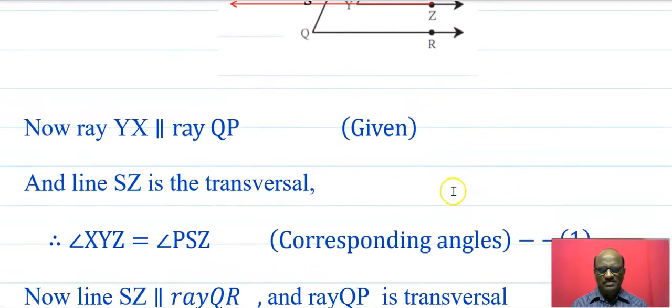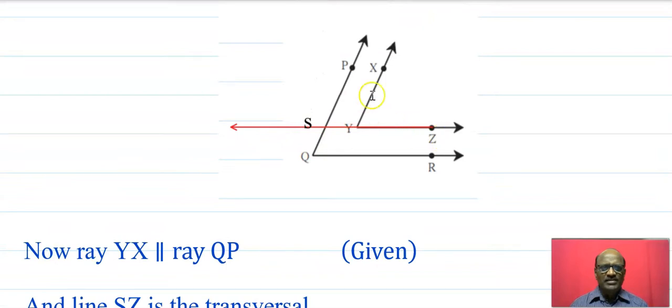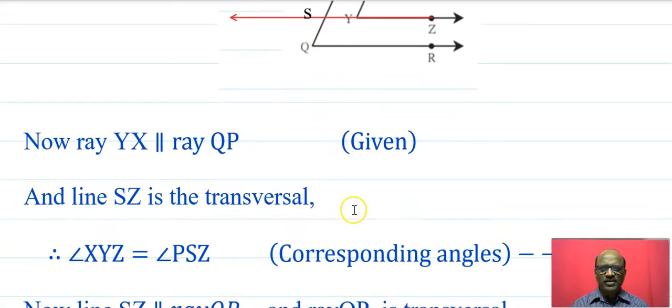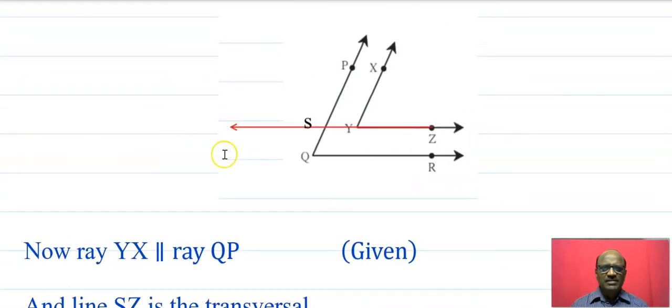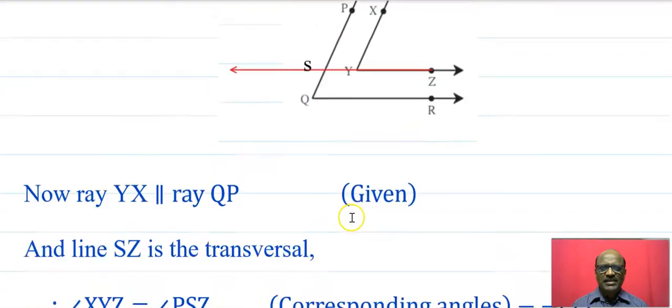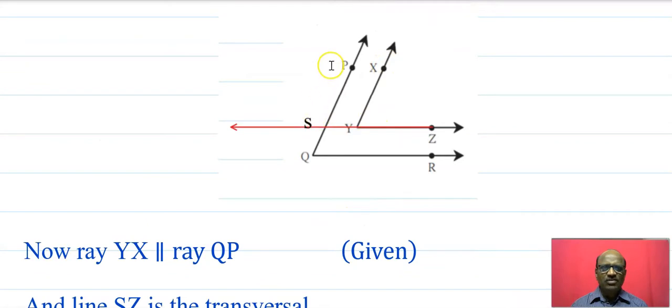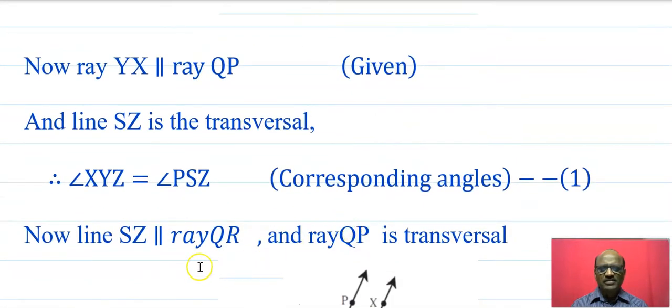Now we'll prove it here. Ray YX is parallel to ray QP. Line SZ is their transversal. Therefore, angle XYZ is congruent to angle PSZ. These are the corresponding angles.